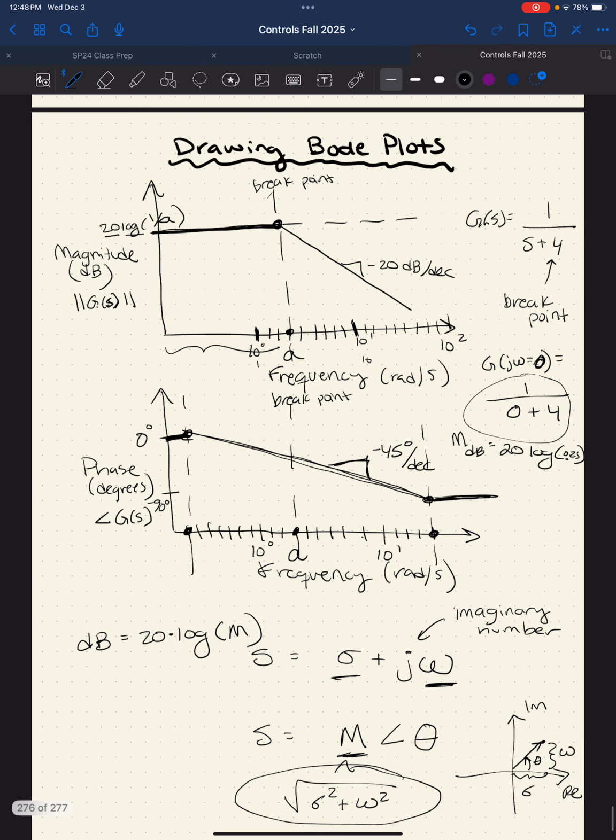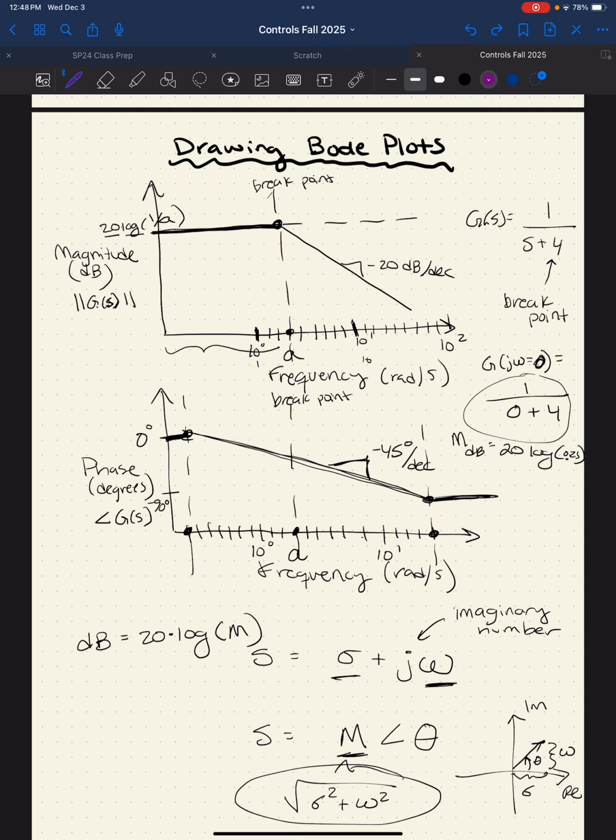So a 0 is extremely similar. It's just that instead of going down, it goes up. For a 0, the placement of everything is the exact same process, but instead of hitting the break point and going down by minus 20 decibels per decade, it'll go up by 20 decibels per decade. So in the opposite direction. And then the phase, instead of going down by 90 degrees, it will go up 90 degrees. Exact same process. Everything else is the same, just opposite directions.